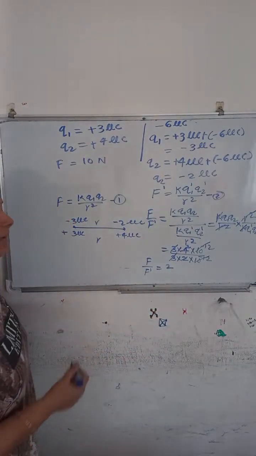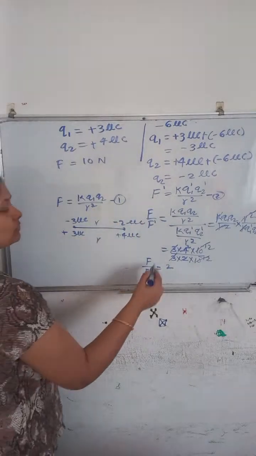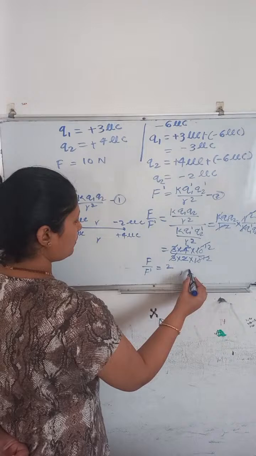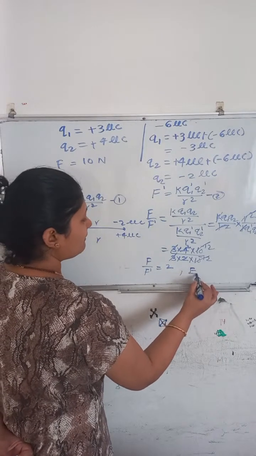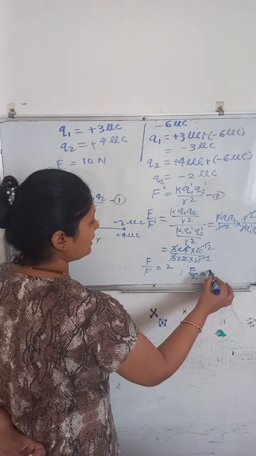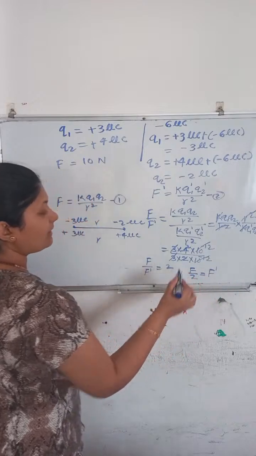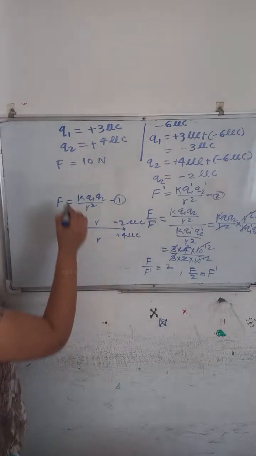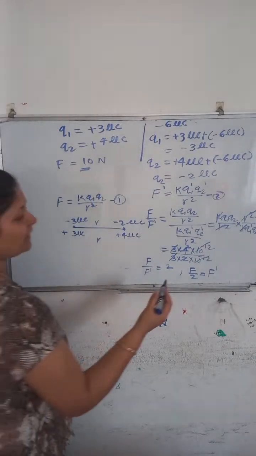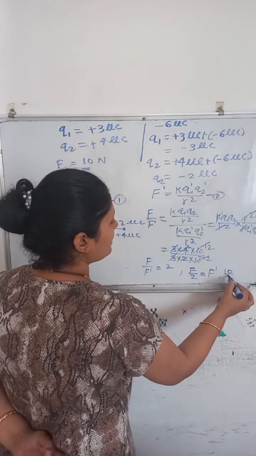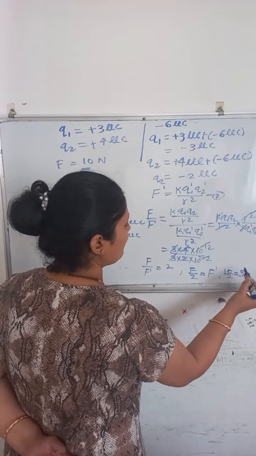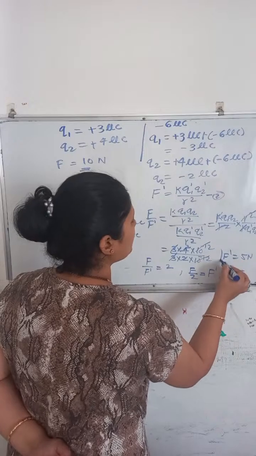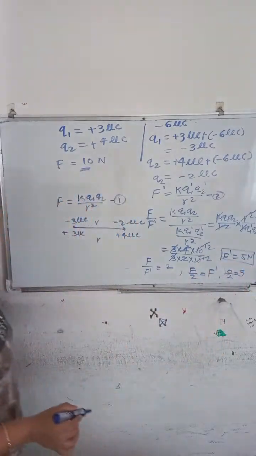But this is not my answer. They are asking F dash. So transposing, F divided by 2 is F dash. But F by 2 is not an option. I know F is 10 Newton, so substituting, 10 by 2 is 5. So F dash you will get as 5 Newton. Can you get this answer?